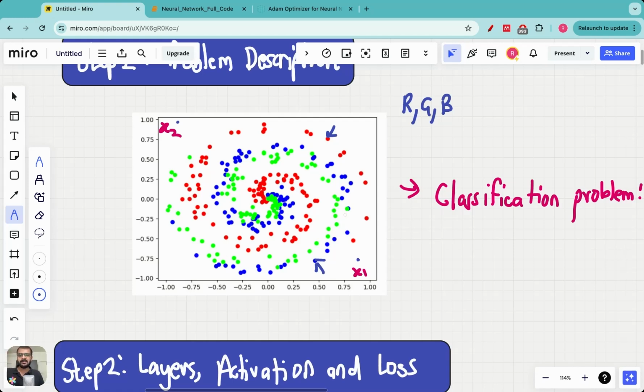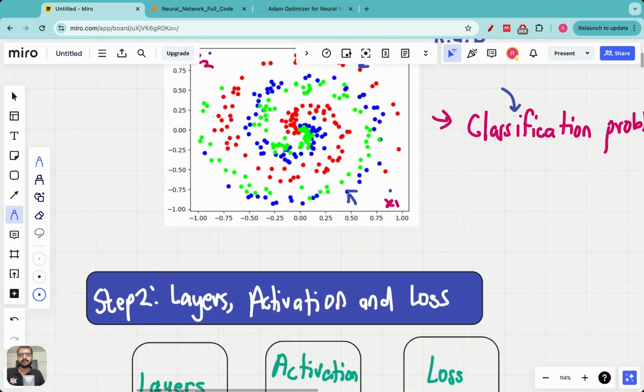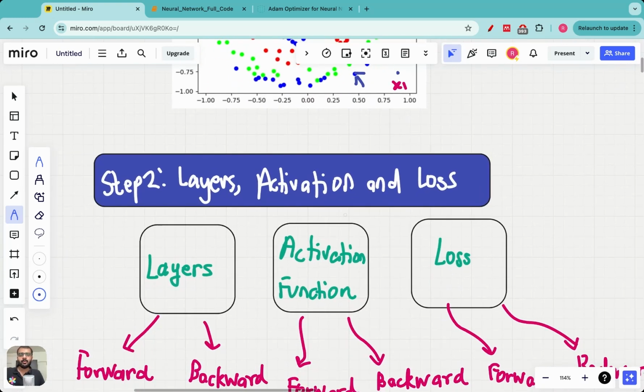That's the first step. This is the problem which we are going to solve. In the broad class of machine learning problems, this falls under the category of a classification problem because we are going to classify the data set into either one of the three types, red, green, or blue. Let's move to step 2 now. In step 2, we will be constructing the neural network architecture and we will code it out in Python.